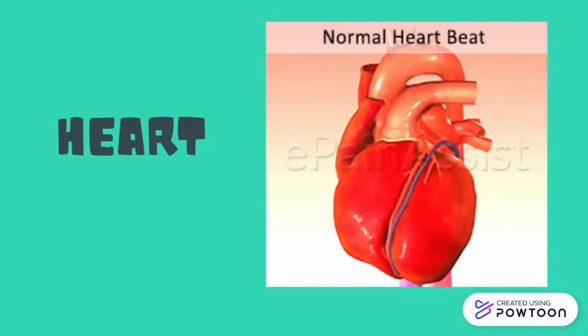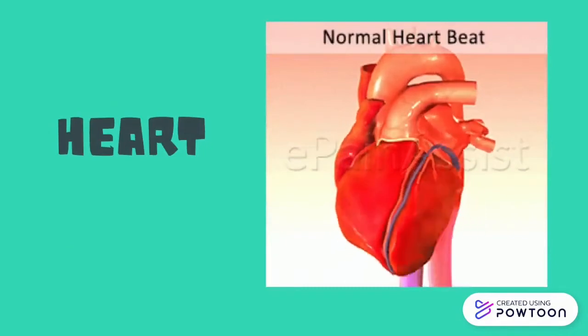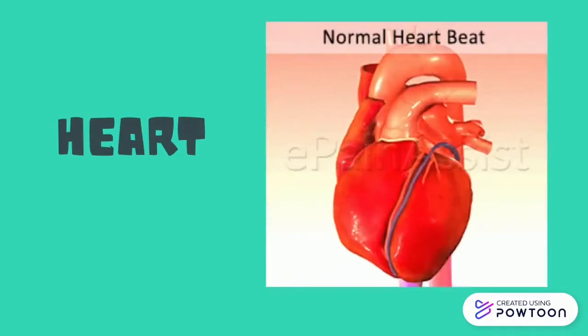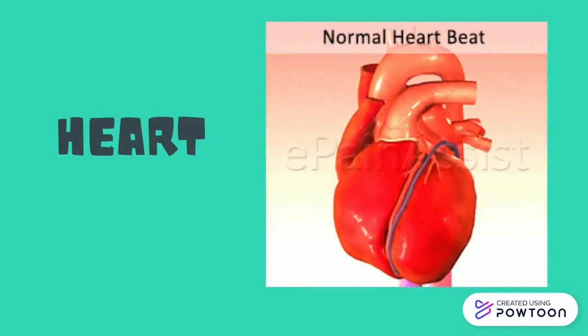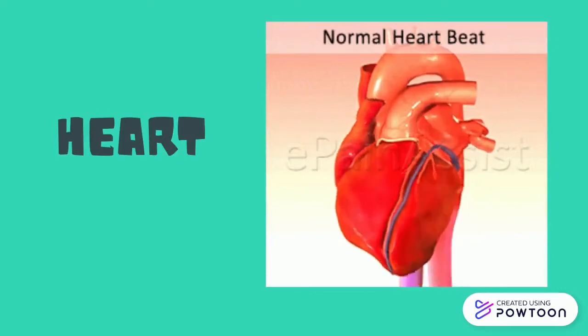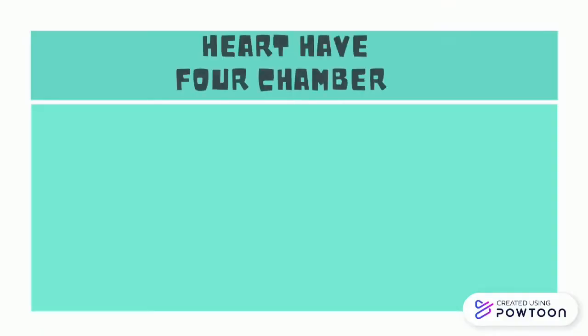Hearts begin beating at 4 weeks after fertilization and do not stop until death. The position is in the center of the thorax. The heart has 4 chambers, which are 2 atria and 2 ventricles.